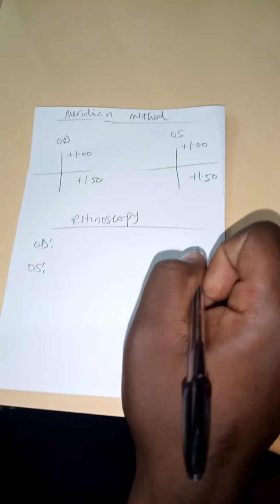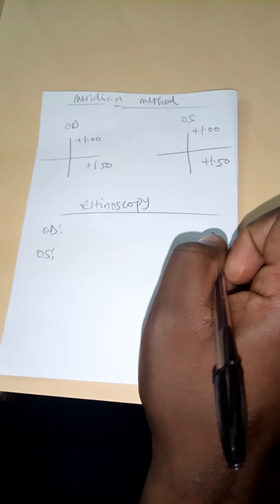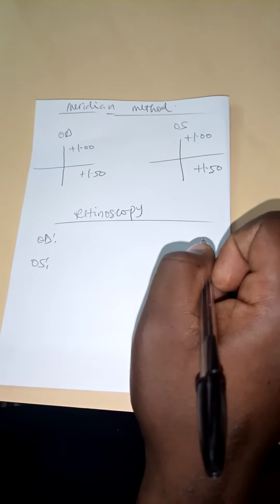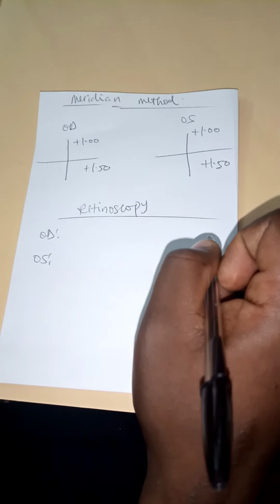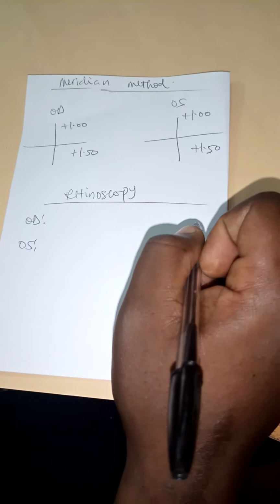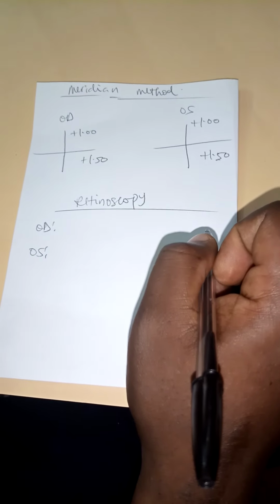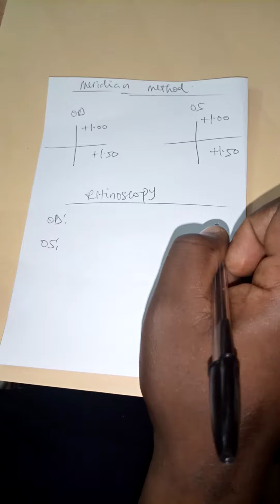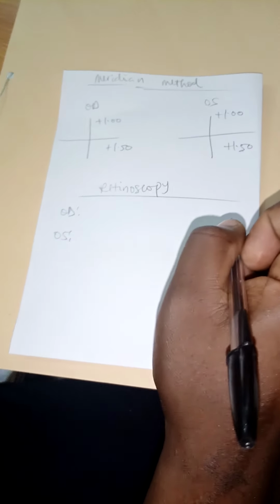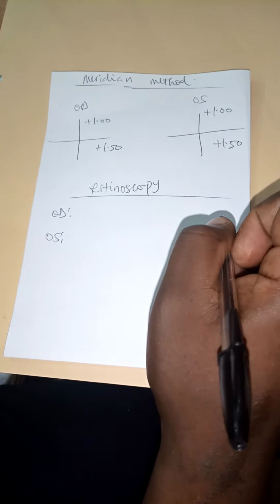Plus 1 and plus 1.50 neutralized it for me. Plus 1.50 was my working distance. So now, which one do I take as my sphere? The highest plus should be the sphere, and if both meridians are minus, that means you have to take the least minus as your sphere. Very important: least minus as your sphere and highest plus as your sphere.